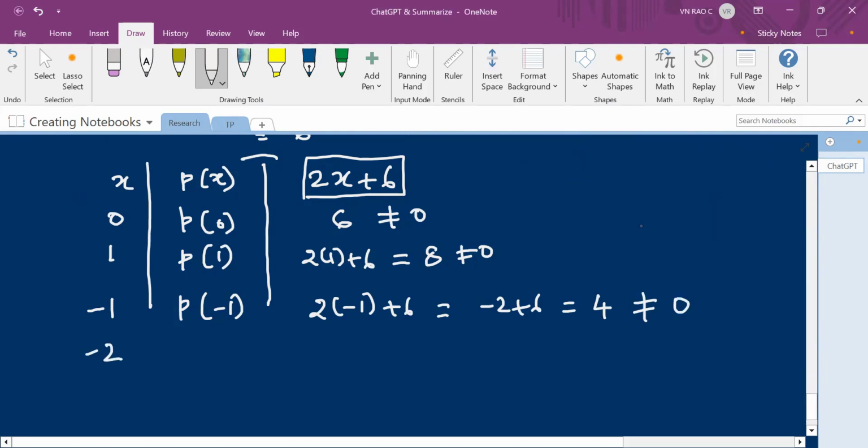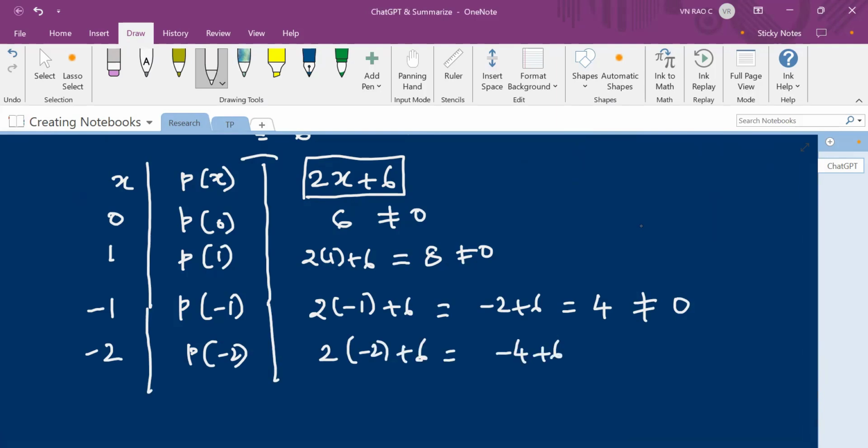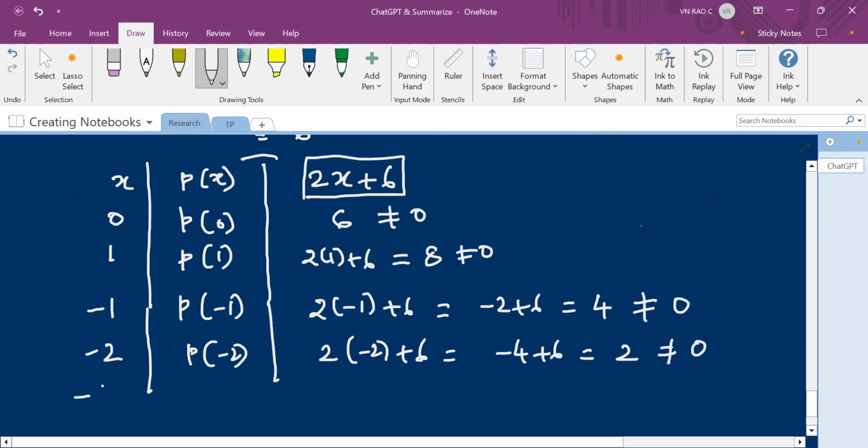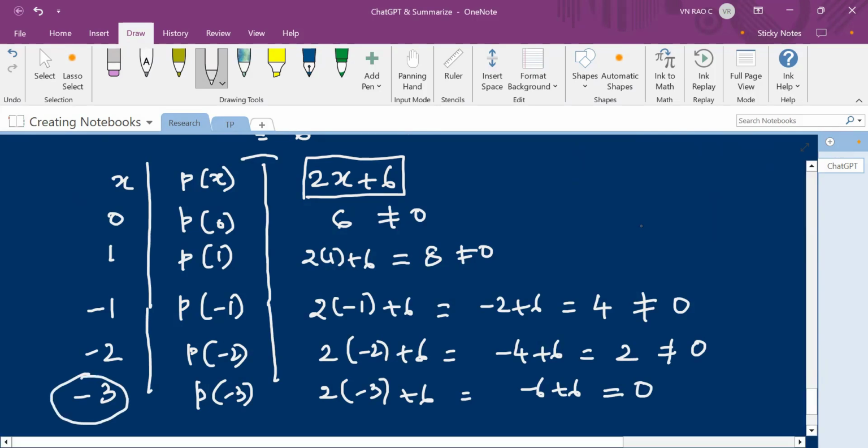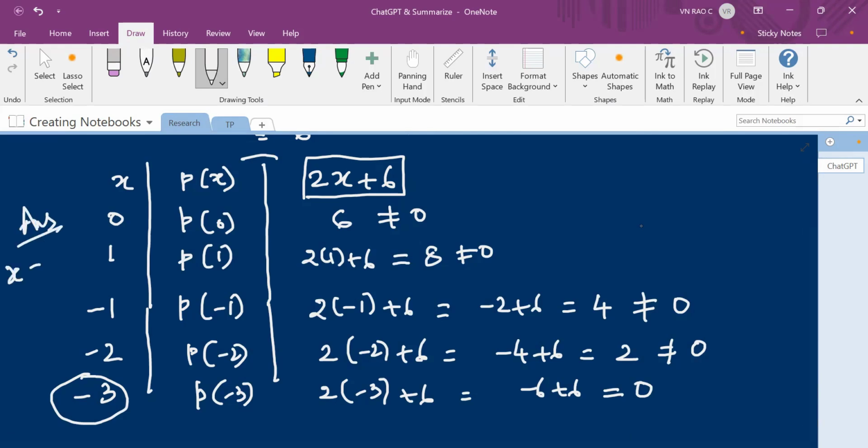Let me take minus 2. P of minus 2, and again I write 2 into minus 2 plus 6. This becomes minus 4 plus 6, which is 2. It is not equal to 0. Now let us take minus 3. P of minus 3 is 2 into minus 3 plus 6, which is minus 6 plus 6. Yes, we found that the polynomial is 0 at x is equal to minus 3. So the zero of this polynomial is x is equal to minus 3.